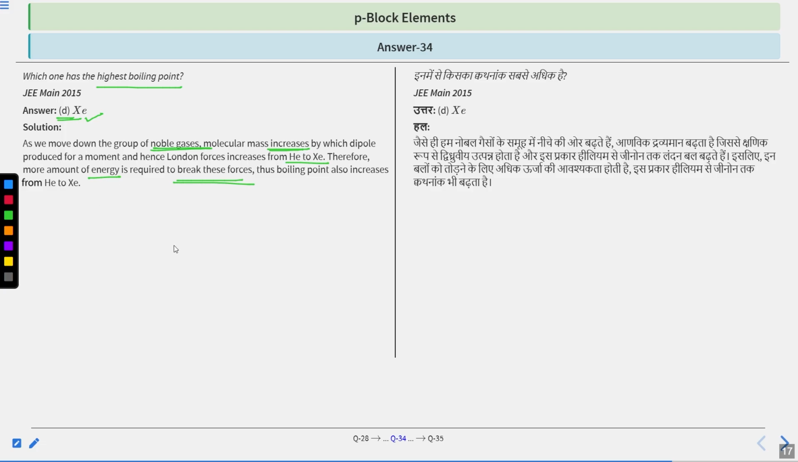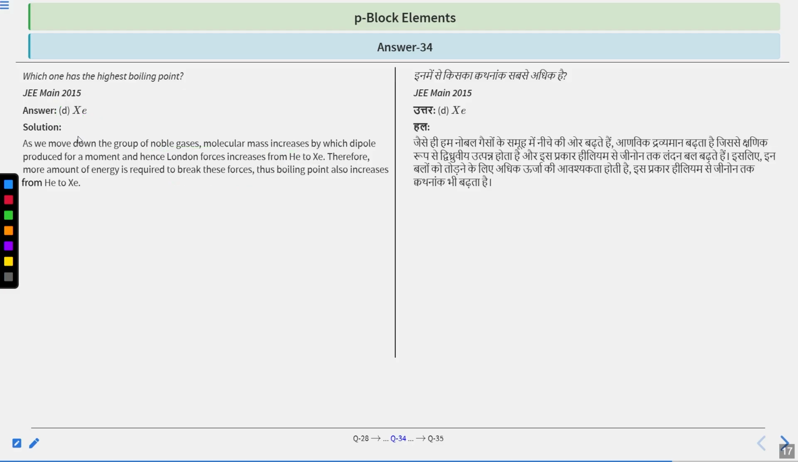So, down the group, if you see, the London force increases from helium to xenon. That's why the bond energy will be increasing. That means we need more and more energy to break these forces, and thus the boiling point will keep increasing down the group from helium to xenon, in the noble gas group. Thus, our D option, that is xenon having the highest boiling point, is the correct answer.